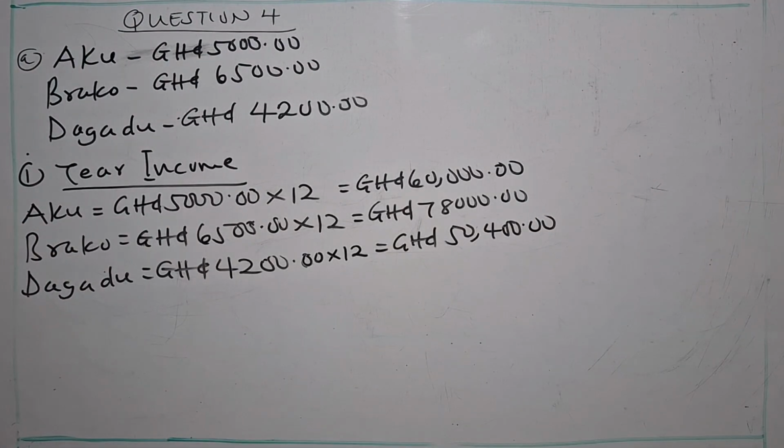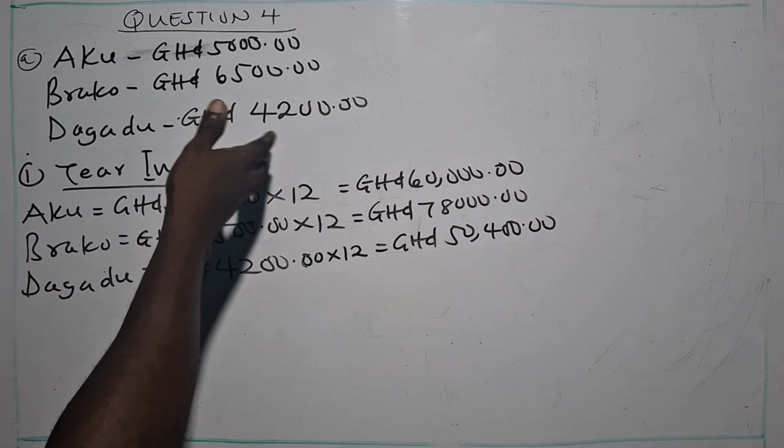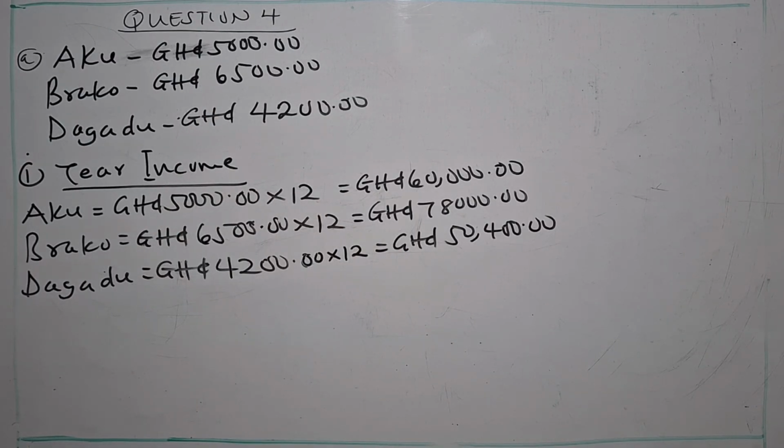So this is going to be their yearly income. You multiply each of their monthly incomes by 12, then you get their yearly income.